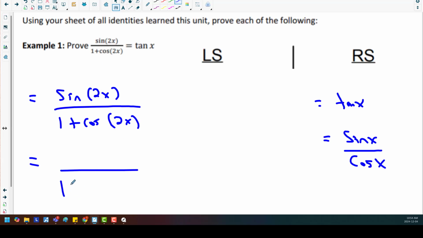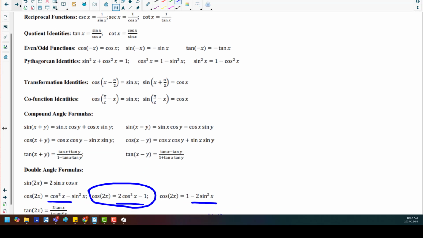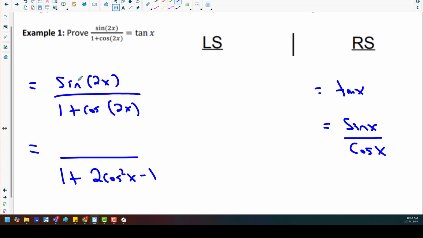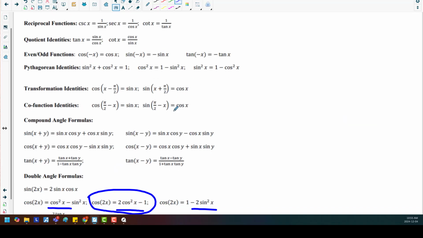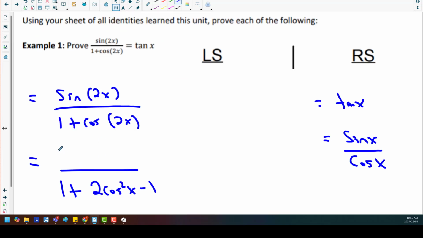So, was it minus 1 or plus 1? Hold on. Yeah, minus 1. All right, did it. And whenever we have sine 2x, obviously use that to convert it into its identity. That's 2 sine x cos x.